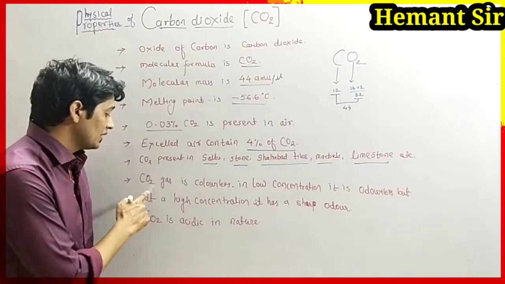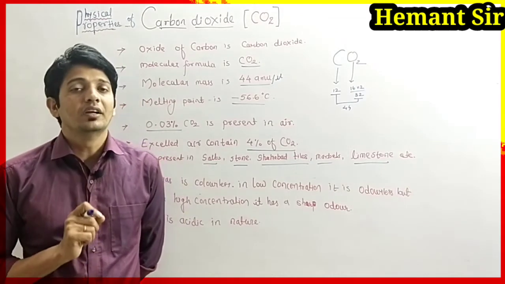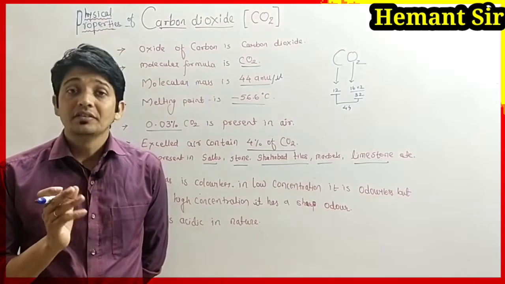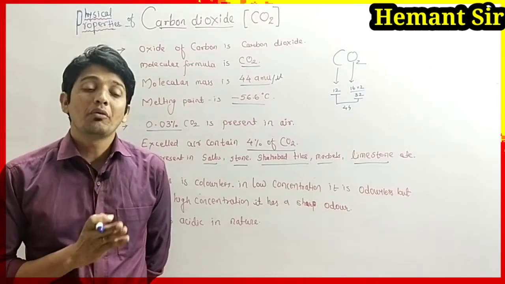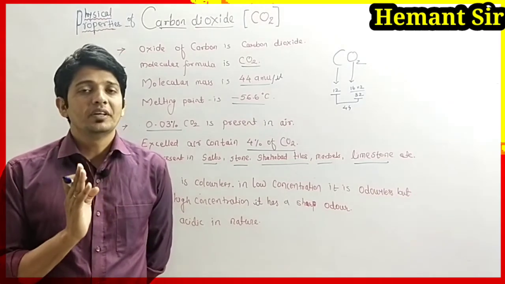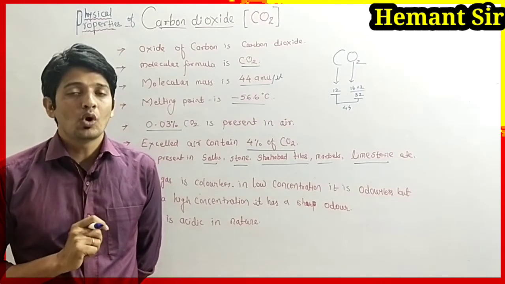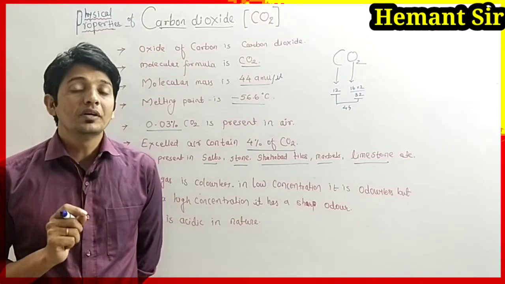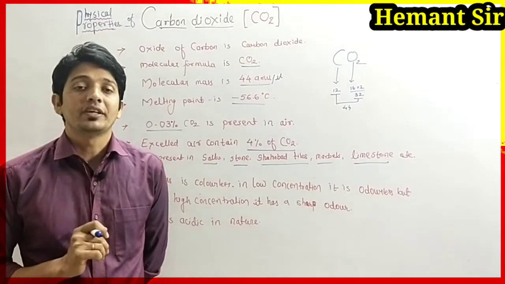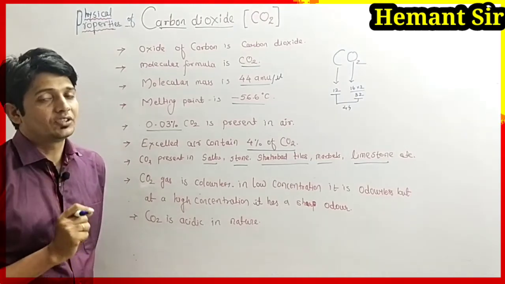Now carbon dioxide gas is a colorless gas. It does not have color, but most of the time you will find, when you are burning coal or wood, that the color of the gas is smoky. That smoky color is due to the formation of carbon monoxide and the presence of unburned carbon particles there. That's why the color is smoky. But actually carbon dioxide does not have color.